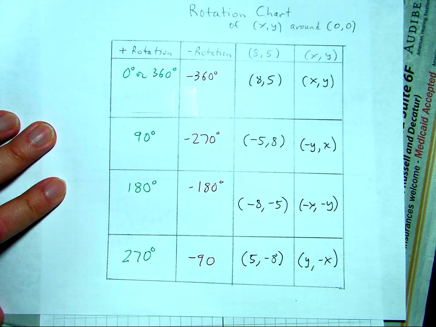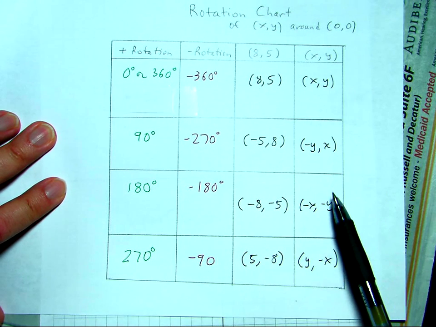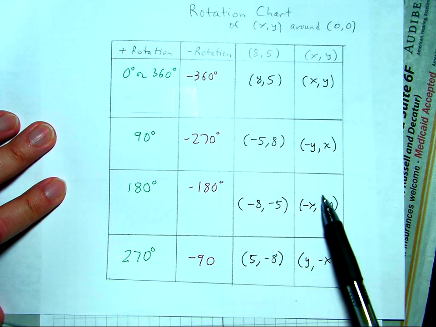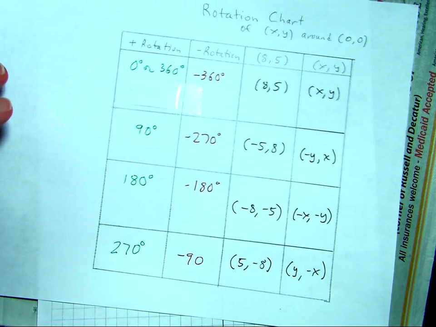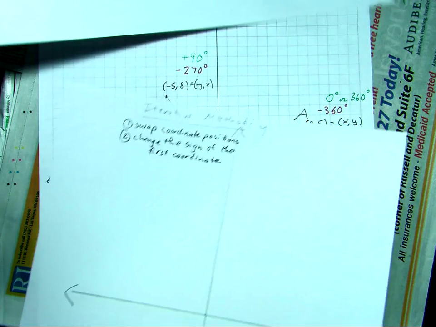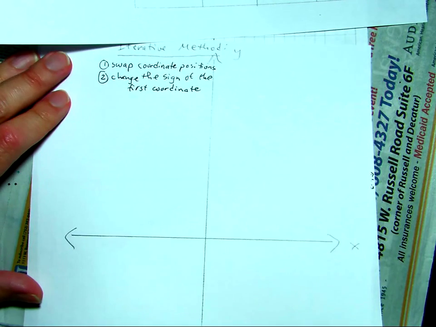So what's a trick perhaps? You could memorize each of these 4 configurations. Okay, so if that works for you, that's fine. But I'm going to show you another method that you can use, which is called the iterative method. So let's take a look at the iterative method.